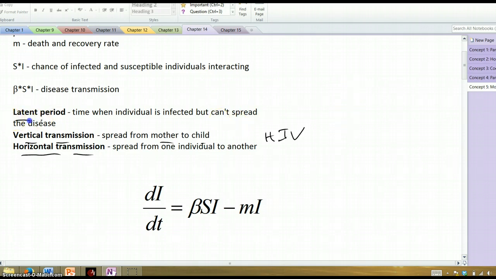Some diseases, some pathogens have a latent period, as we've seen in the news with Ebola, that you can have in that case, the virus, but not be spreading it yet. That's, again, the latent period, as we've seen in the news, which is anywhere from 2 to 21 days for Ebola.